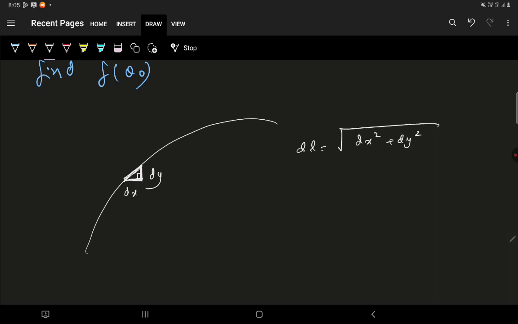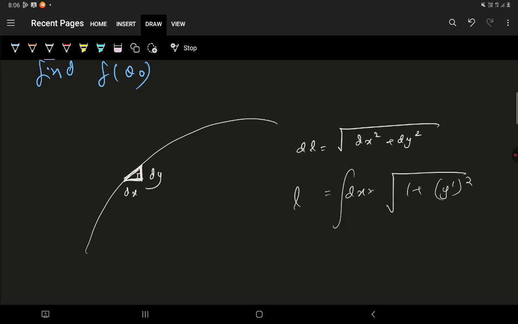Now taking dx common, you'll get dx into under root 1 plus y dash whole square, where y dash is equal to dy by dx. So this is a very famous, important result, and if you want to find length, just integrate, right? So this is basically my result.